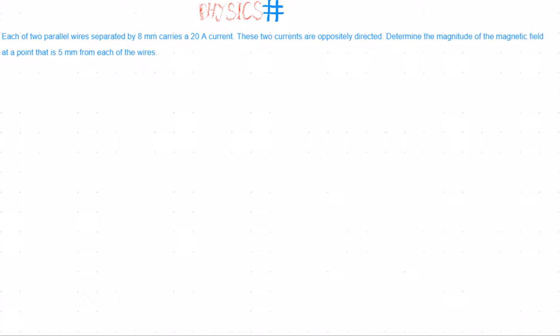We basically have two parallel wires which are separated by a distance of 8 millimeters, and both of them carry the same current, 20 amps, but the currents are oppositely directed. Our goal is to determine the magnitude of the magnetic field at the particular point where we are measuring it. That point is exactly the same distance away from those two wires, and the distance is 5 millimeters.